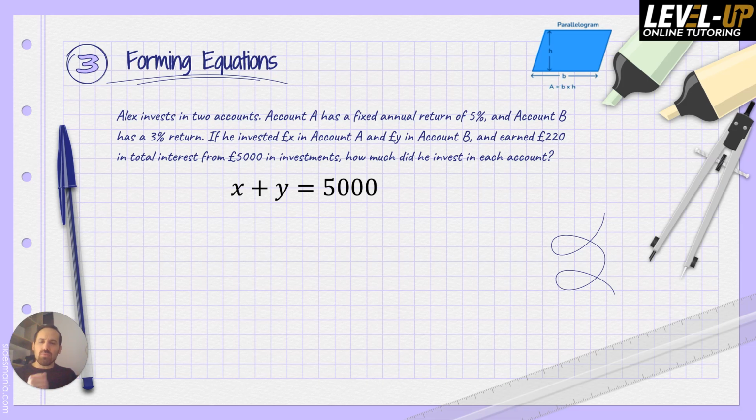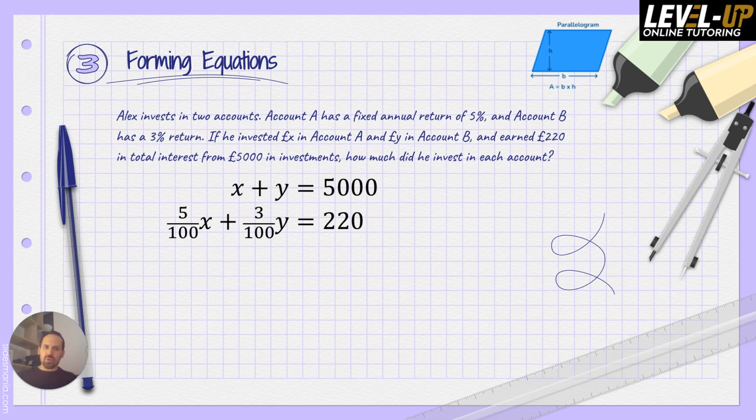The second equation is a little bit more complicated. We would use the other information, which is about the interest. We know the total amount of interest he earned was £220. What would that be in terms of x and y? Well, we know he makes 5% interest on account A, 3% on account B. Therefore, 5% of x plus 3% of y would equal 220. As an equation, we could put that like this.